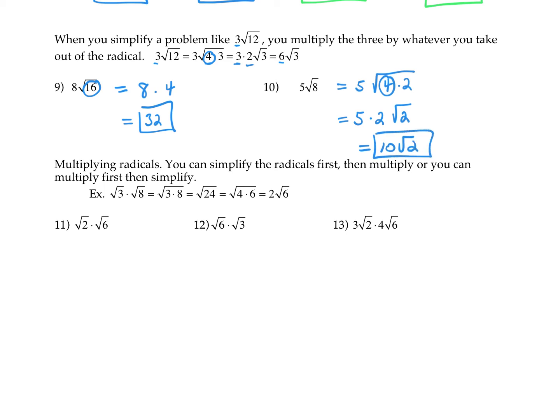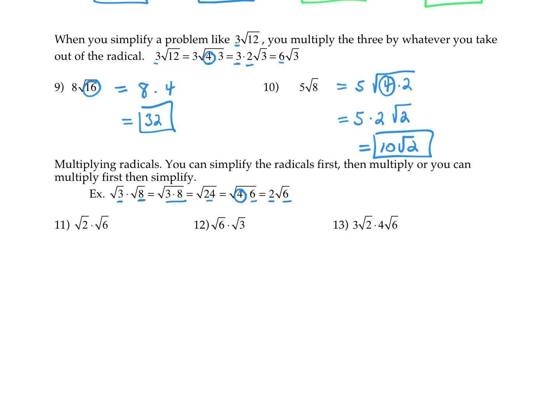All right, for the last 3 problems, we're going to be multiplying radicals. So when we have the square root of 3 times the square root of 8, you're going to multiply the 3 and the 8 to get 24, and now you've created something that has to be simplified. The largest perfect square that divides into 24 is 4. We write it as 4 times 6. The square root of 4 gives us a 2 out in front, and this 6 stays inside the square root.